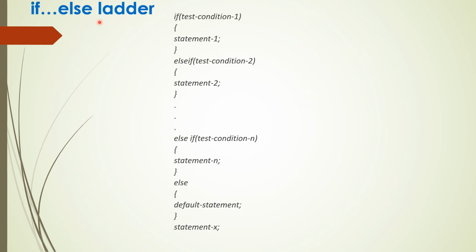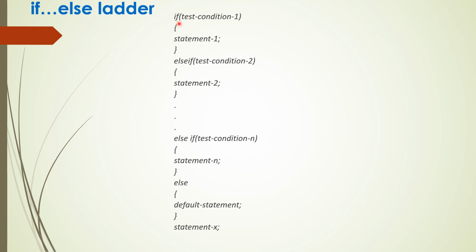Next is the if else ladder. It is like if, else if, else if, else if, and you continue n number of times, and even if all the conditions are false, at last you'll have else. Instead of having so many nested if else inside, it is like if else if. This is called an if else ladder.